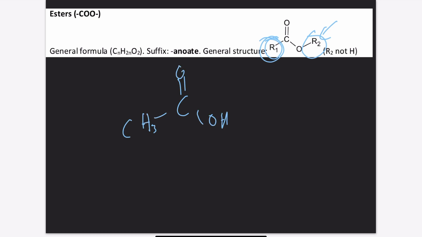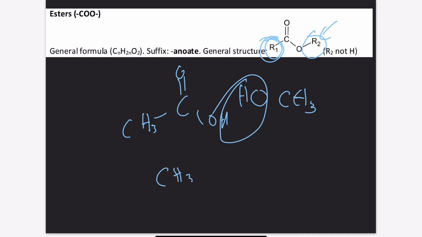For example, ethanoic acid, and an alcohol, for example, methanol. And basically what happens is you take the H2O, and you'll learn a little bit more about this later, get rid of that, and you get your original carboxylic acid with OCH3. So that's an ester. Instead of the H, it has some kind of carbon chain.